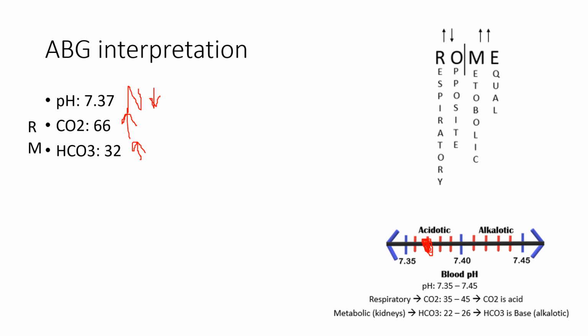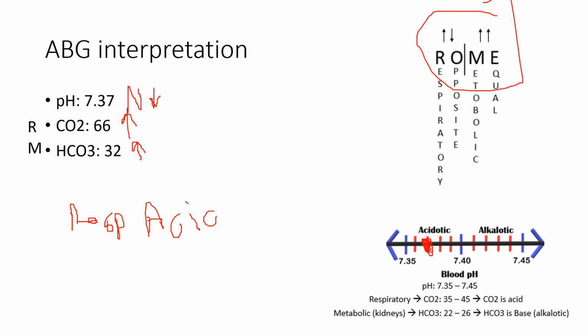Now if I look over at ROME, again, respiratory opposite, metabolic equal, I'm going to see that my respiratory arrow faces up and my pH faces down. My metabolic arrow faces up. So if I'm looking at my opposites right here, respiratory opposite, I see that this is going to be respiratory acidosis. But we are compensated. And now since we are at a normal pH level, we are fully compensated. So respiratory acidosis with full compensation.